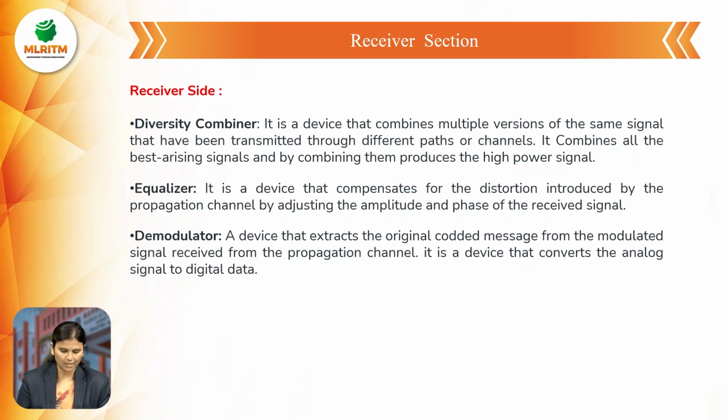And next one is equalizer. It is a device that compensates for the distortion introduced by the propagation channel by adjusting the amplitude and phase of the received signal. And next one is demodulator. At the demodulator we can get the original signal.